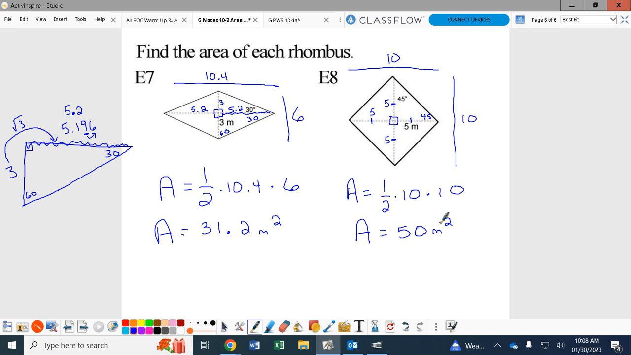Okay, guys, that's your notes for today. Let's see if we can apply it to actual shapes. Get you working on this.